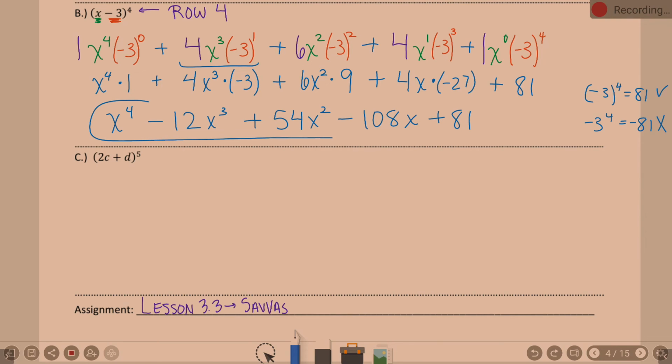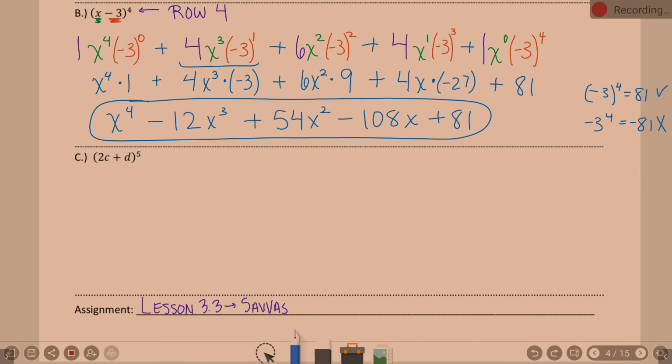Notice, what did my signs end up doing? My signs ended up alternating, right? Okay. And that will be typical of a problem that has a minus in the middle. The signs will end up bouncing back and forth. Okay? Gaining more confidence? Okay. One more.